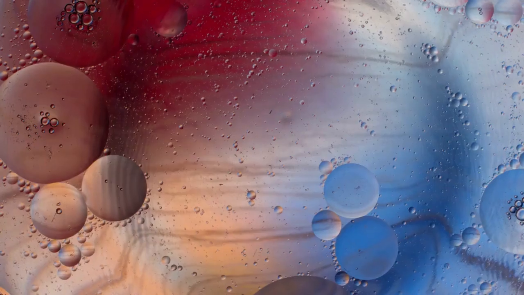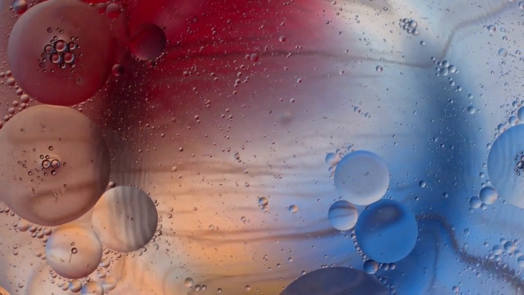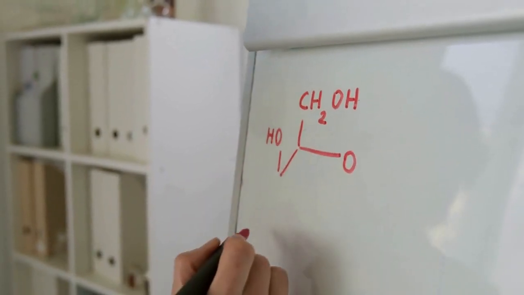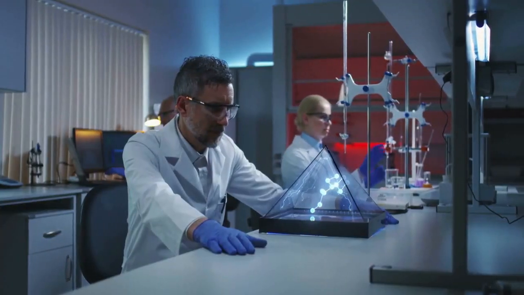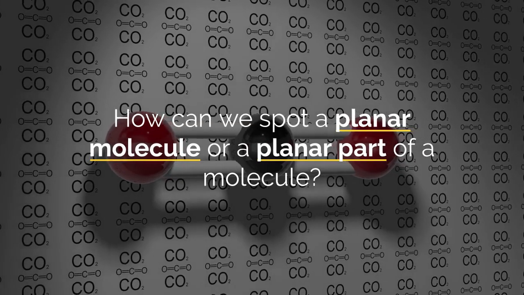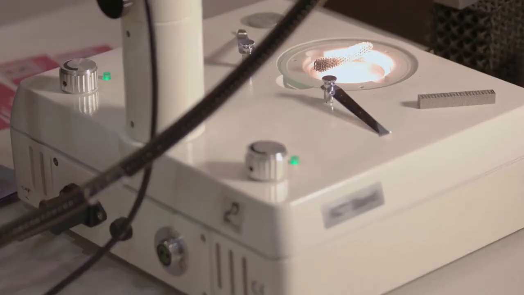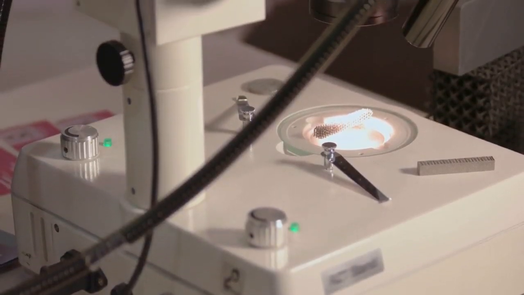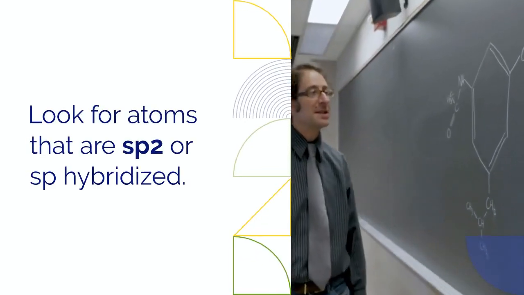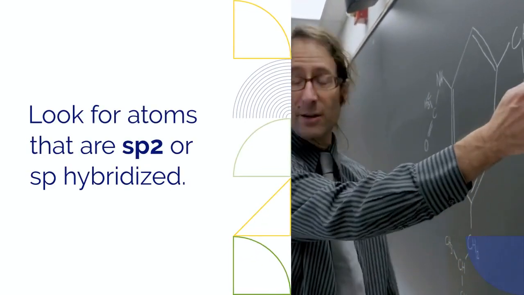This flatness isn't just a fun fact, it has huge consequences for a molecule's stability, how it reacts, and how it interacts with other molecules, like enzymes in your body. How can we spot a planar molecule or a planar part of a molecule? The biggest clue is in the atomic hybridization. You'll want to look for atoms that are sp2 or sp hybridized.